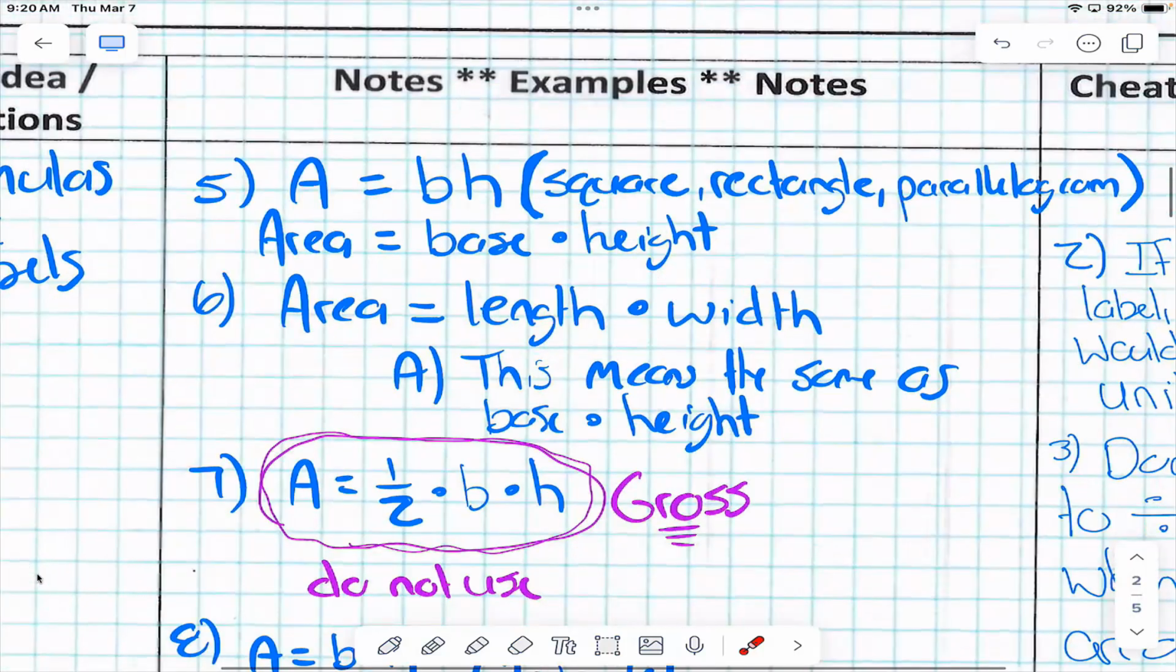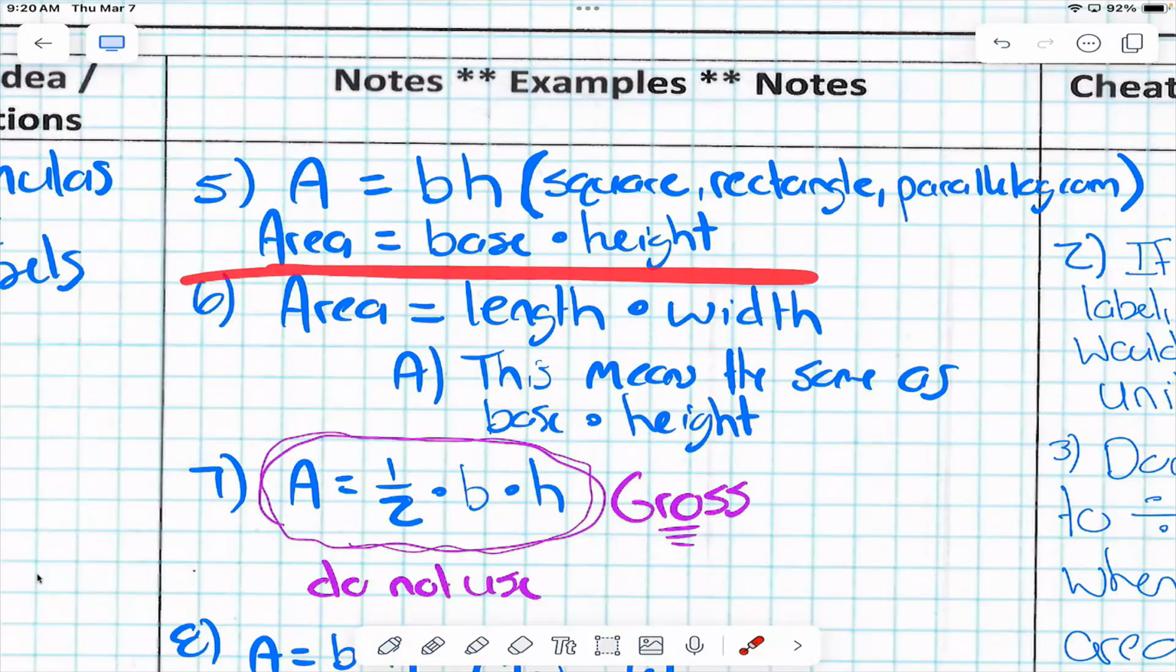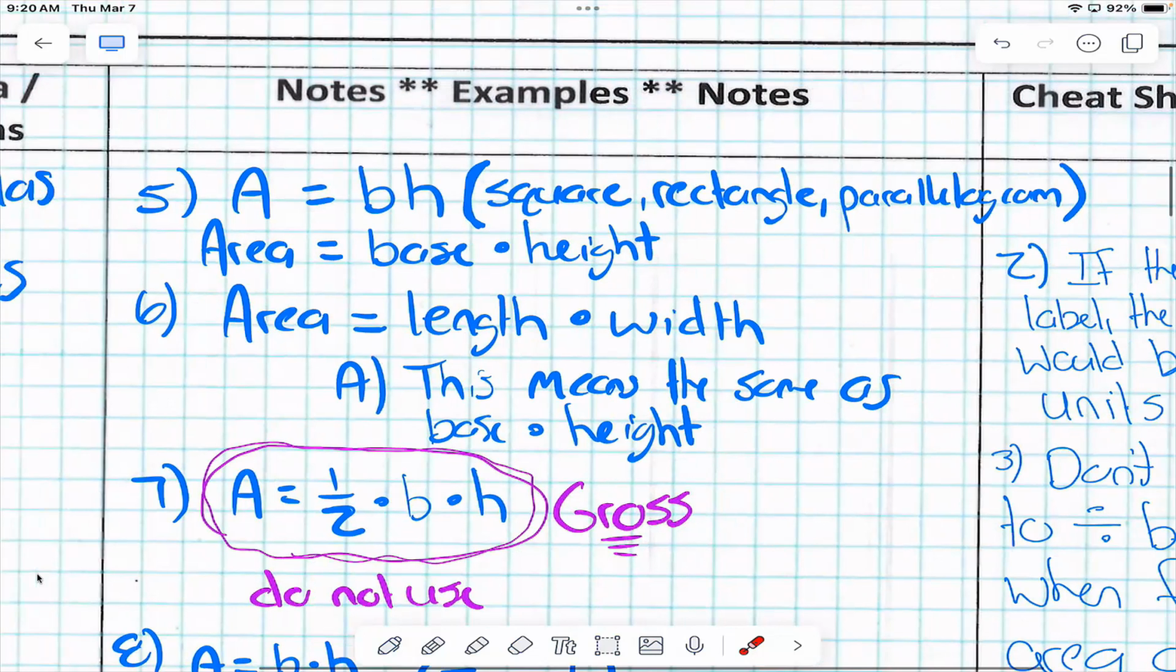All right, here we go. Big stuff. This formula, A equals BH. You're going to see that. What does it stand for? Together. When we're talking about what shapes? And what if you see this? What does length times width mean in relationship to base times height? They're the same.